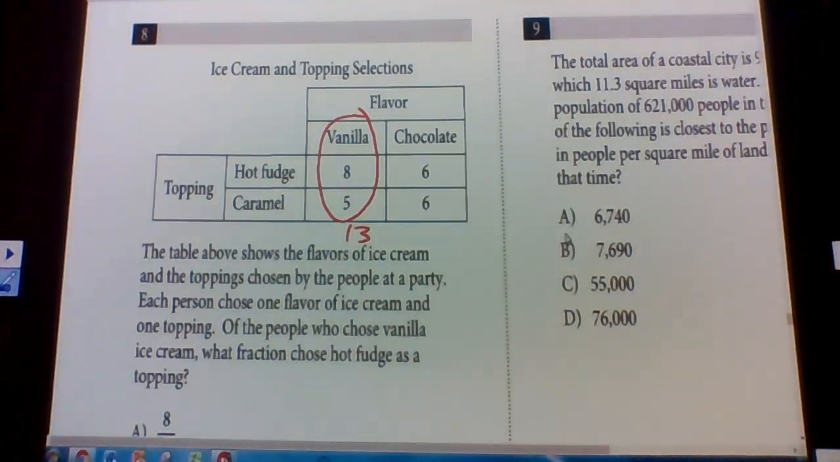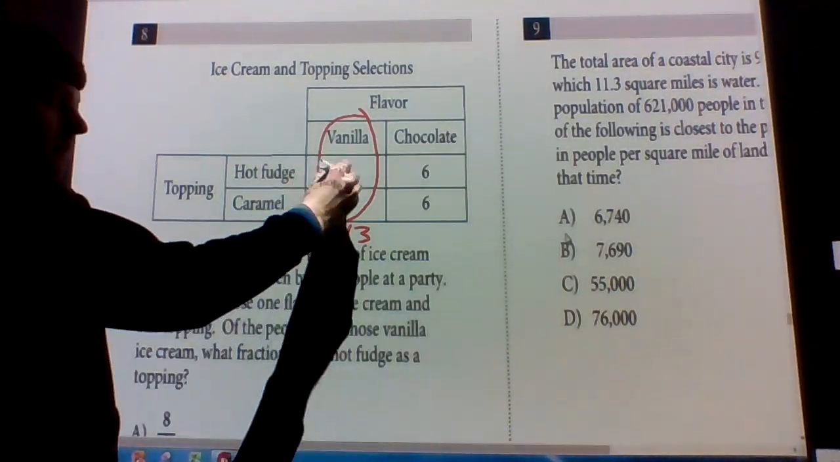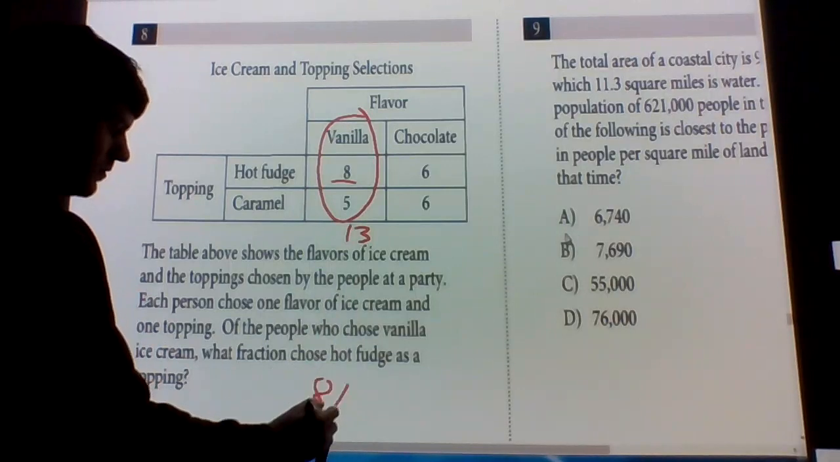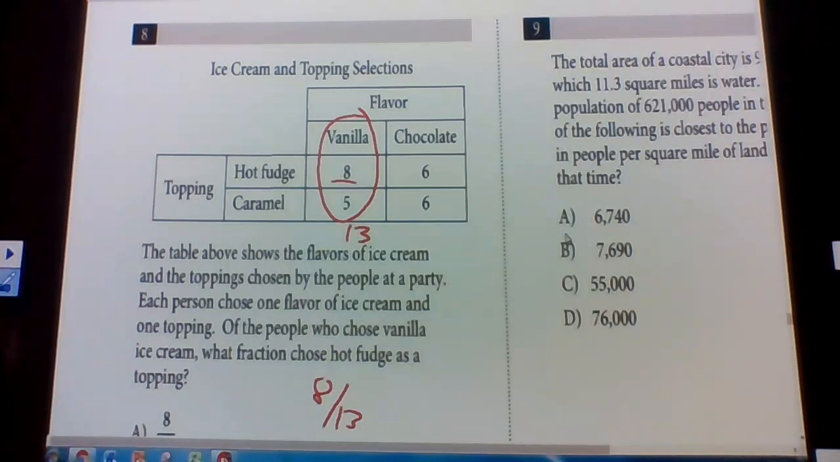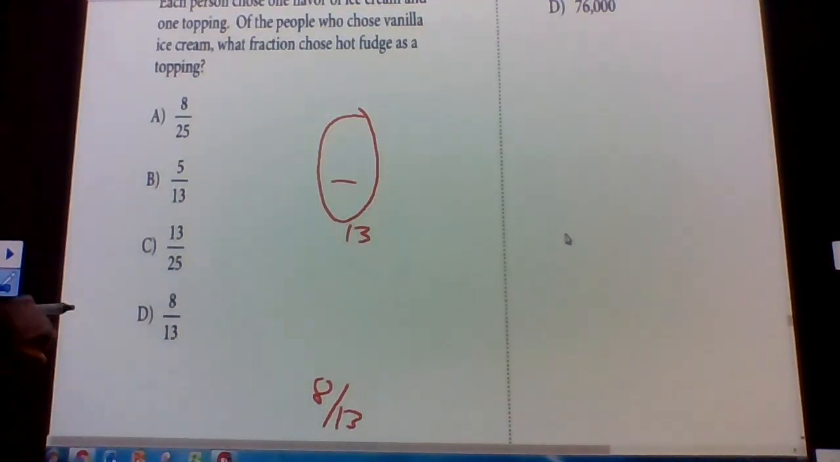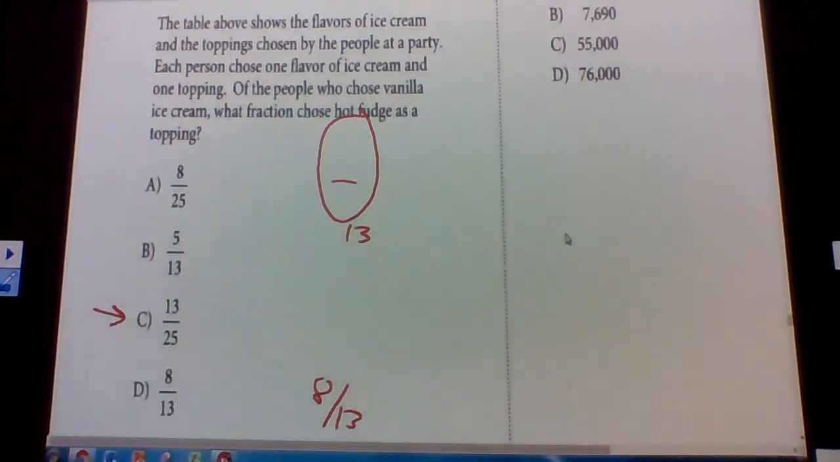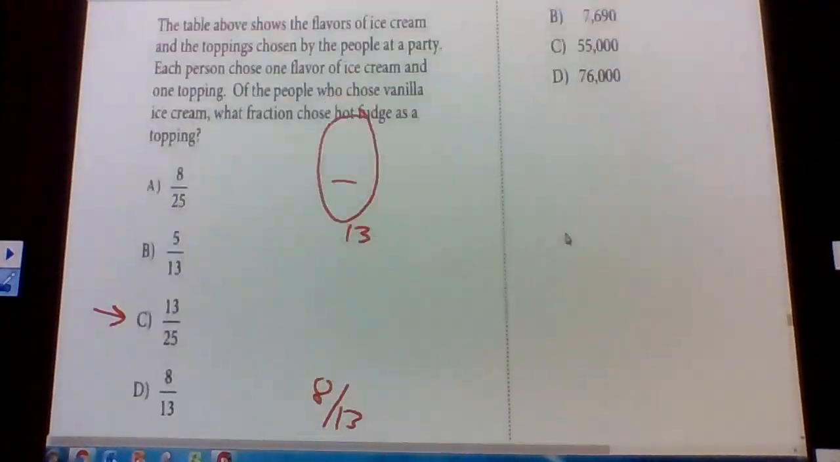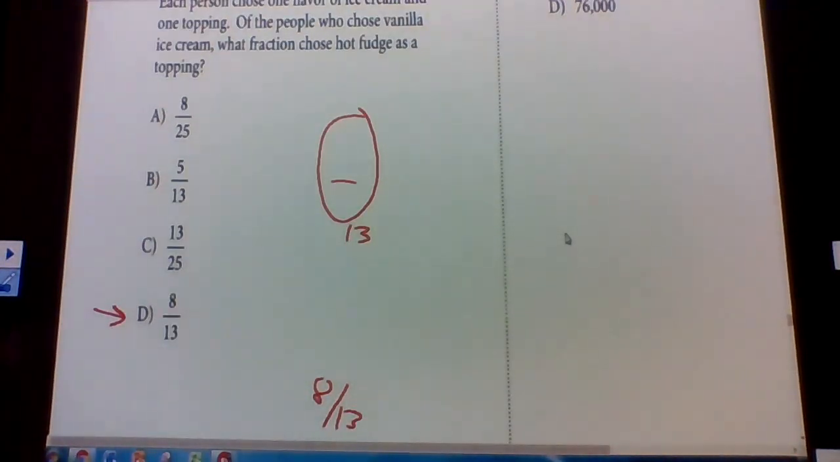What fraction chose hot fudge? 8 of them did. 8 out of 13. So which one's 8 out of 13 here? It's going to be D. What number? 8. So 8 is going to be D. Number 9.